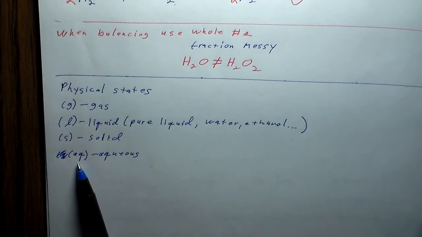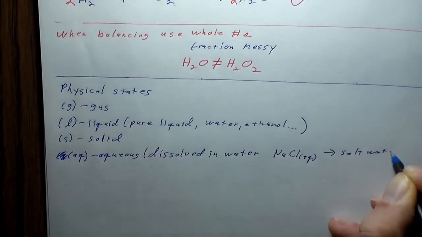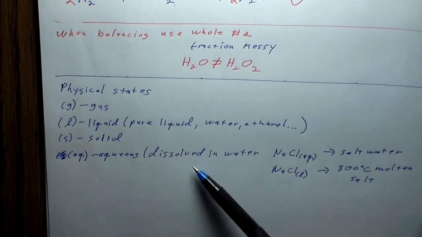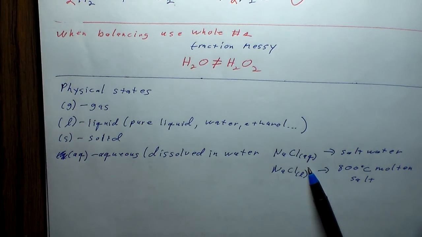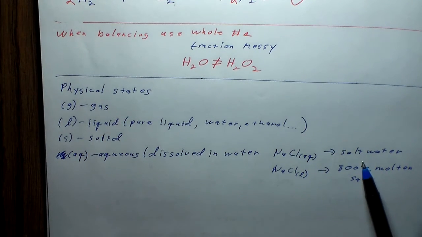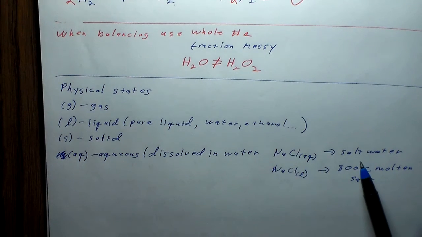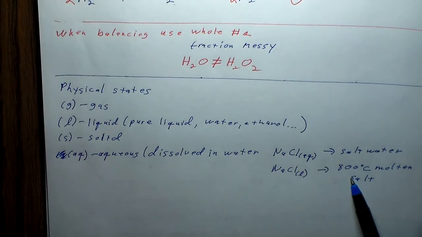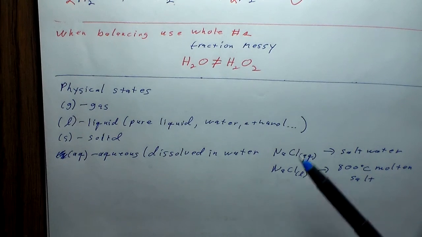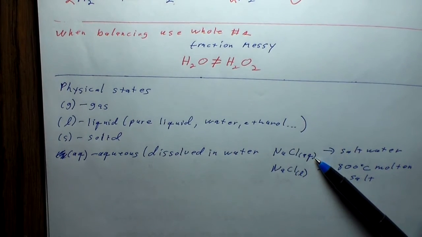Again, pretty self-explanatory. Now, this is the one down here, aqueous. And aqueous means dissolved in water. All right, and this is, for instance, if I take sodium chloride, which would be aqueous, and this is just salt water. So if I take solid sodium chloride and add it to water, we get salt water. However, liquid sodium chloride, that would be 800 degrees Celsius molten salt. Okay, very, very different. So most of the time we'll be dealing with aqueous, and we'll get into the whole solubility rules in an upcoming video.